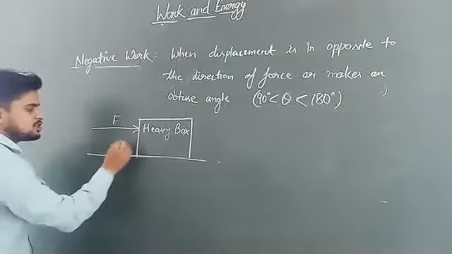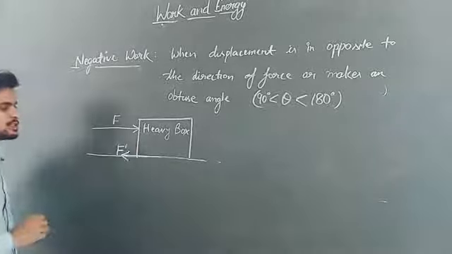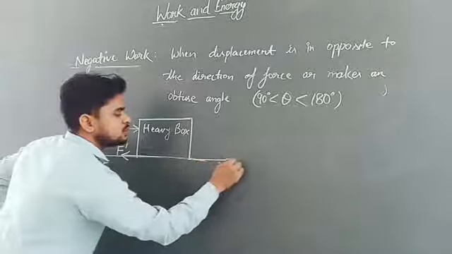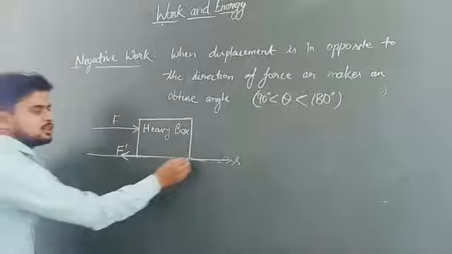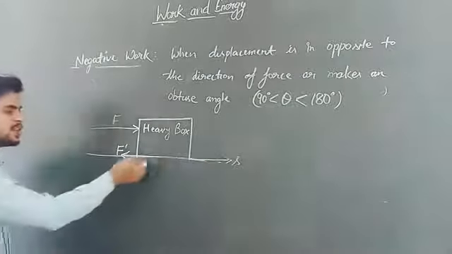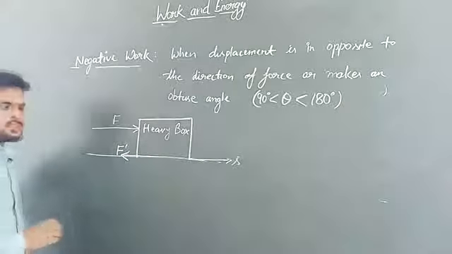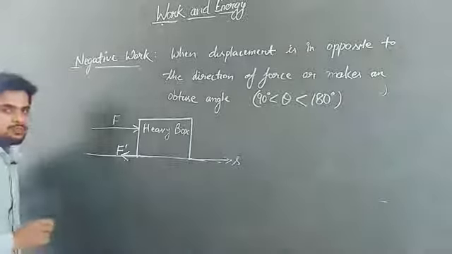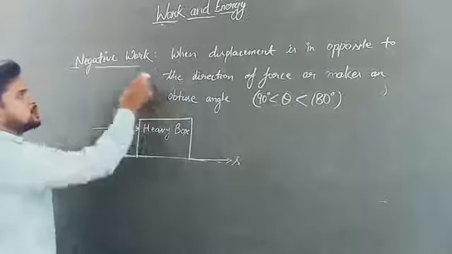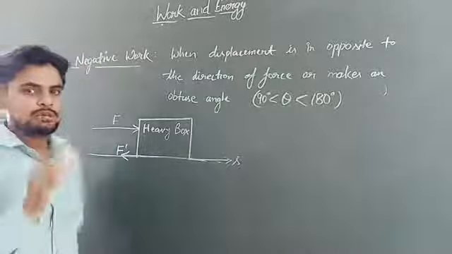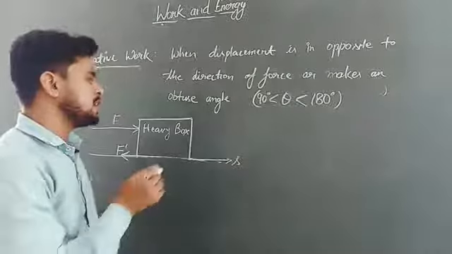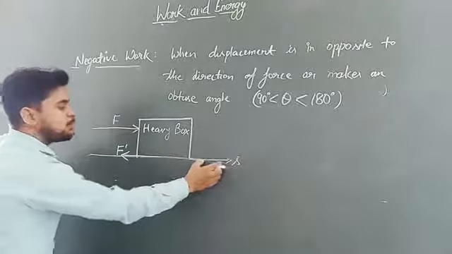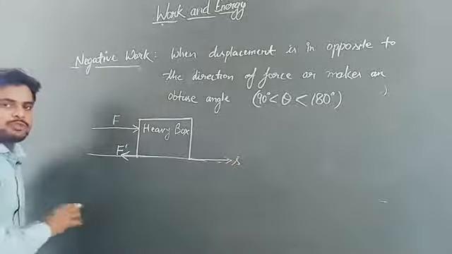So this is the force of friction. Let us say it is F dash. But the block moves in this direction. So this is the direction of displacement, and this is the direction of force of friction. So here you can see both are opposite to each other. So we can say work done by frictional force is negative. Why? Because the direction of displacement is opposite to the direction of force of friction. So I hope it is clear.